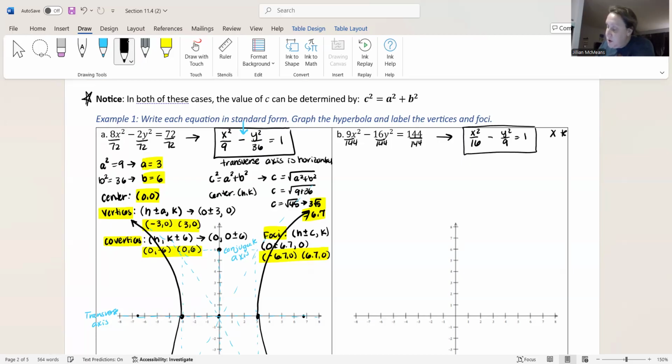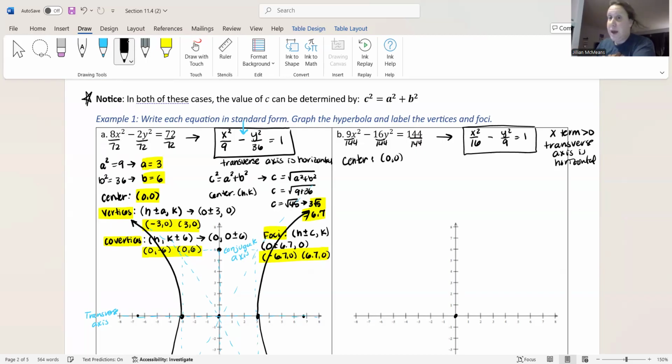Notice the x term is positive, which tells me the transverse axis is horizontal. Okay, so since we're centered at the origin here, we know we're going to have the x-axis as our transverse axis again. Okay, now the center, we know we're at the center because that x squared isn't like x minus or x plus something squared, same thing for the y. So our center is going to be again at the origin.